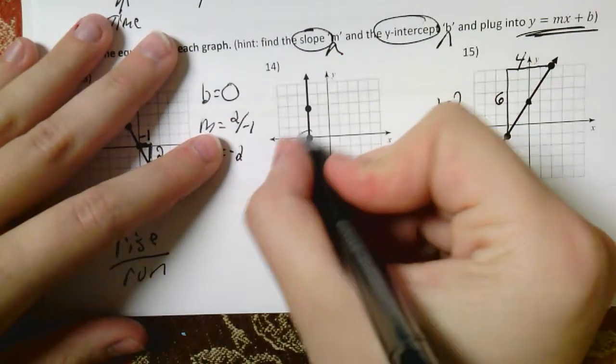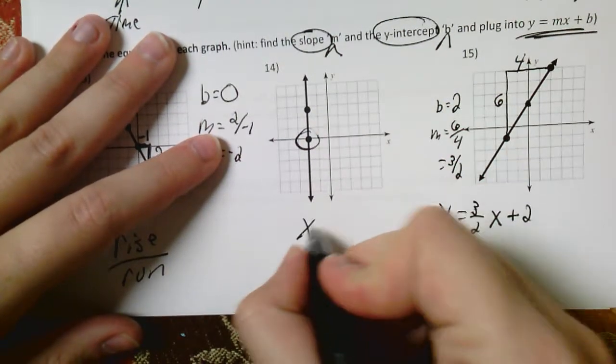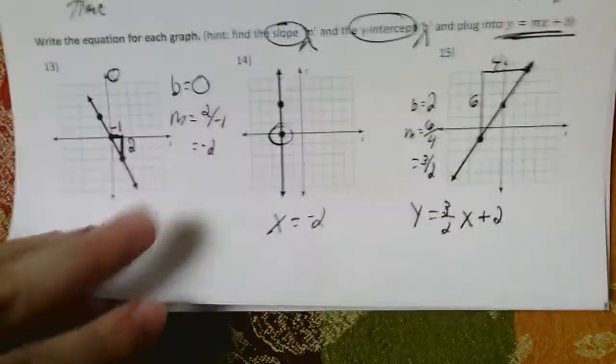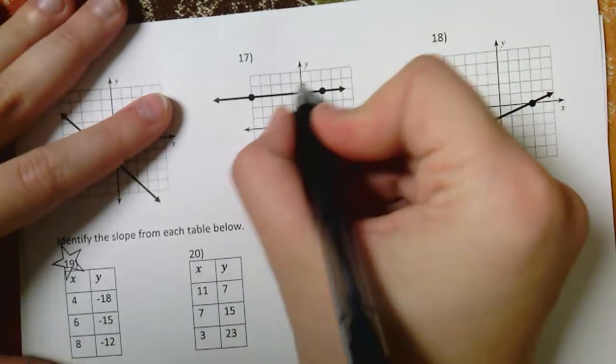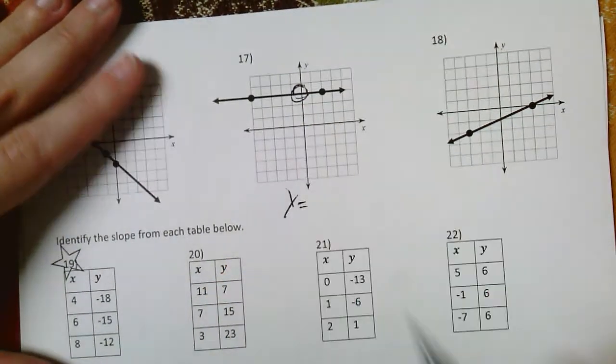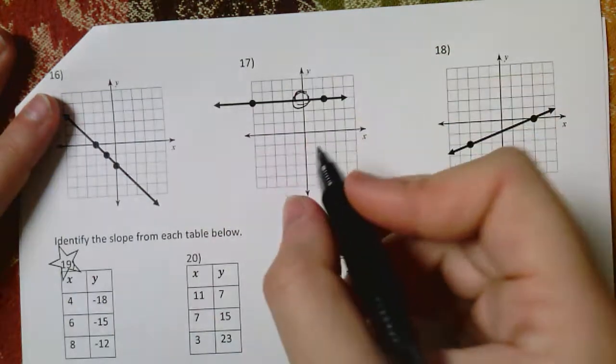Moving on to the next page, I skipped 14. A reminder, in 14 we talked about this. It only crosses the x-axis, so you only get an x. Very similarly, number 17 only crosses the y-axis, so you only get a y equals. And in this case, y equals 3, and you're done.